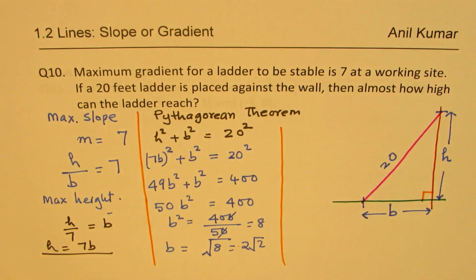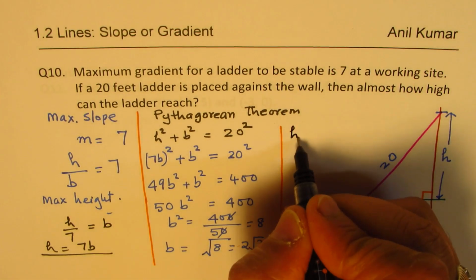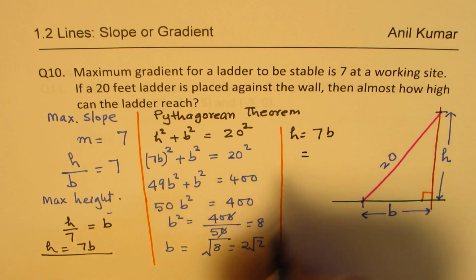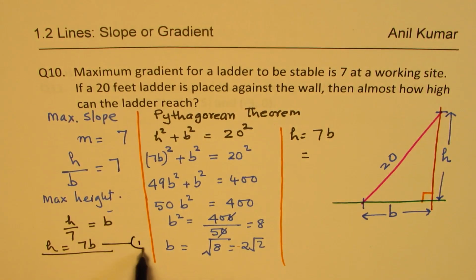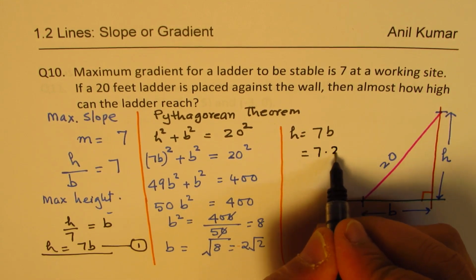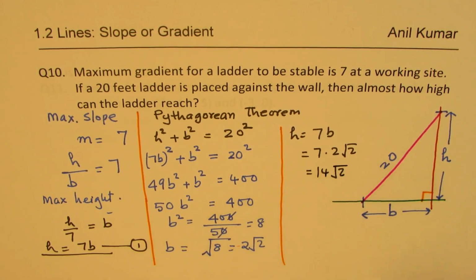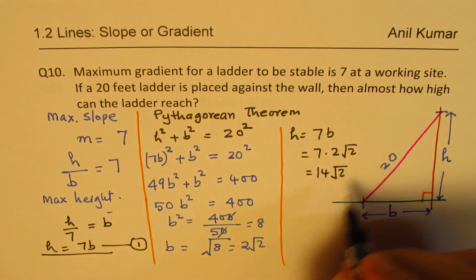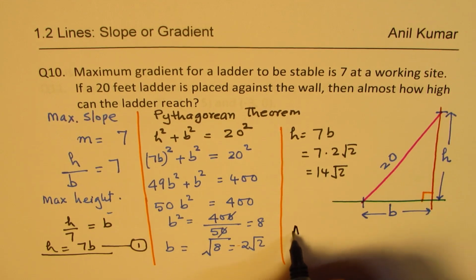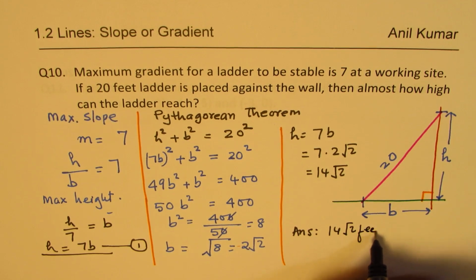Right? So since we know the value of b, we can find what the height is. We know height is 7 times b, right? This is what we had. So we'll multiply this by 7. So 7 times 2 square root 2 gives me 14 square root 2 as the height. Perfect. And since we're talking about feet, the height answer will be 14 square root 2 feet, which is the exact answer.